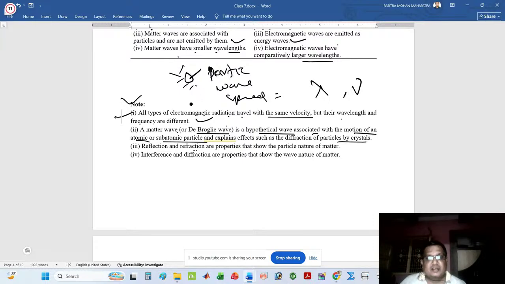For proving whether the light has wave nature or not, generally interference and diffraction are carried out, and the interference and diffraction property shows the wave nature of the matter. Reflection and refraction show the particle nature of matter. Interference and diffraction show the wave nature of the matter.